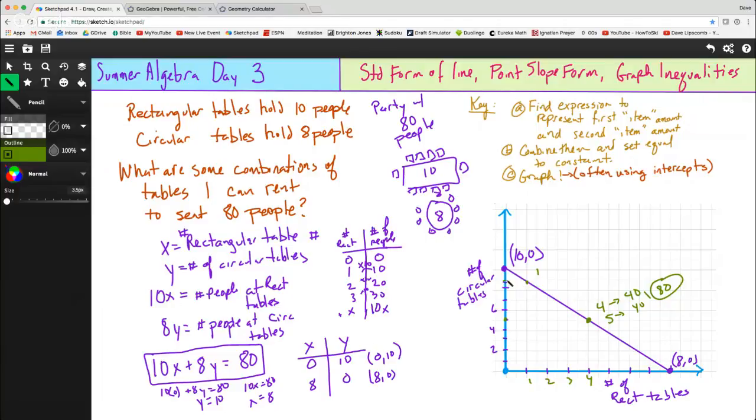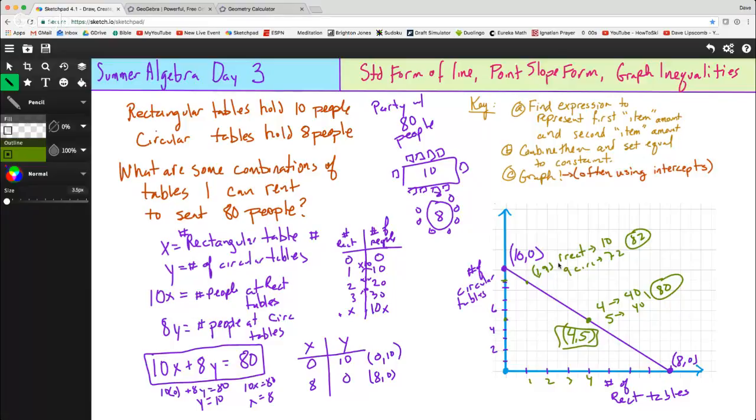and 9. This is (1, 9). Does that work? Let's see, 1 rectangle will give me 10, and then 9 circular will give me 9 times 8, which is 72. That'll give me 82 people. So that actually works, but the point isn't exactly on the line, so I don't get exactly 80. It looks like maybe the only points that are on the line are (4, 5), (0, 10), and (8, 0). So those might be our only 3 solutions that work with whole integers.